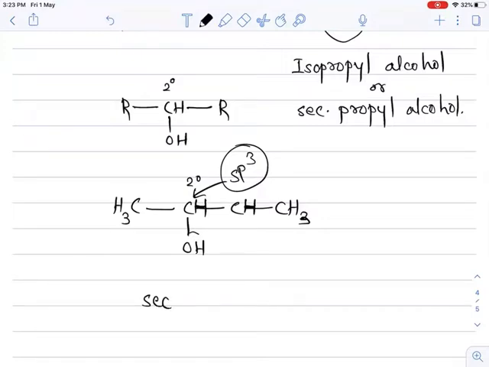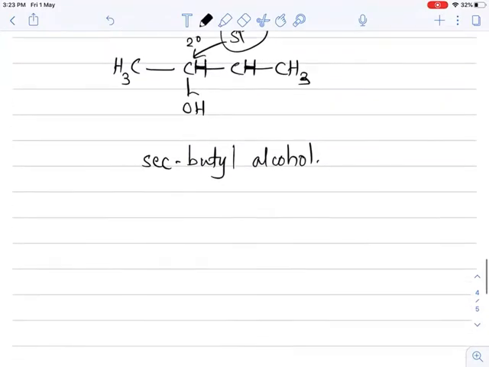The name of this compound is secondary. To the secondary carbon atom this OH group is attached, that's why secondary, and a 4 carbon containing chain is there. So which alkyl is it? Butyl. Very good. So secondary butyl, and for OH we can write alcohol. So secondary butyl alcohol is one more example of secondary alcohols.